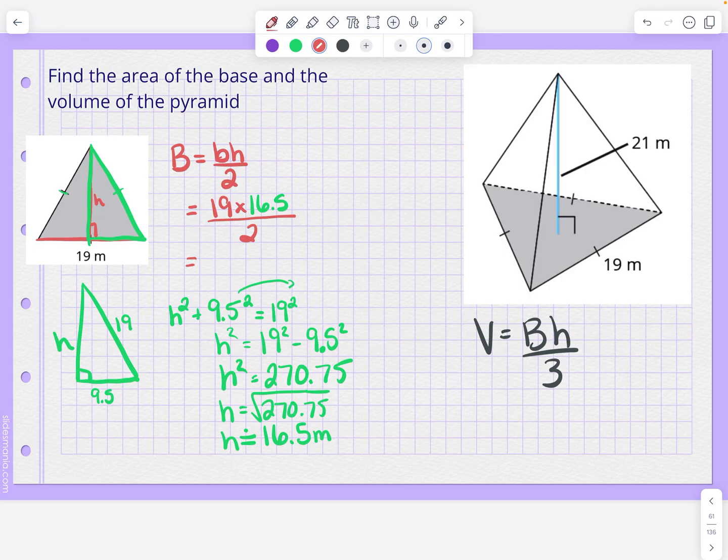Okay. And you go to your calculator now, 19 times 16.5 divided by 2. You get the area of the base to be 156.75 square meters.